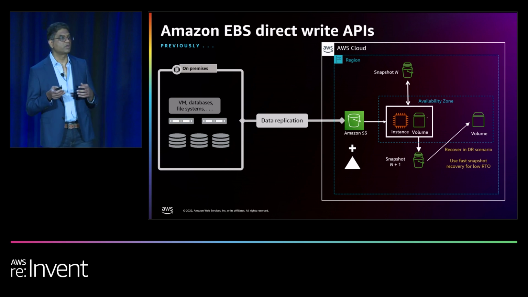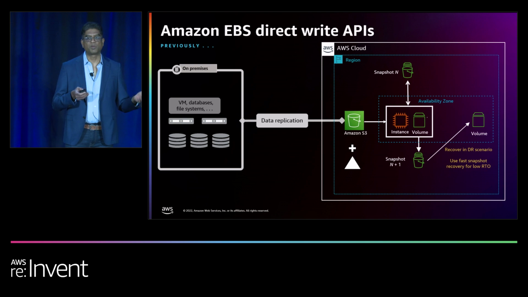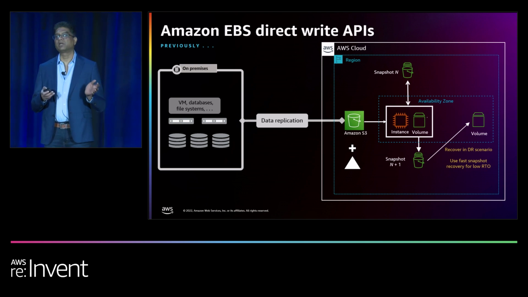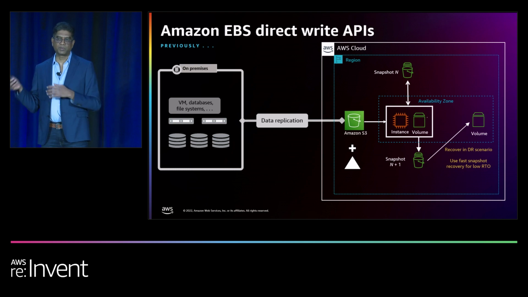Now, if the customer wanted to bring another backup from on-prem, they would have to go through this entire process again by copying the data to S3, copying it to an EBS volume, and then taking a subsequent snapshot.